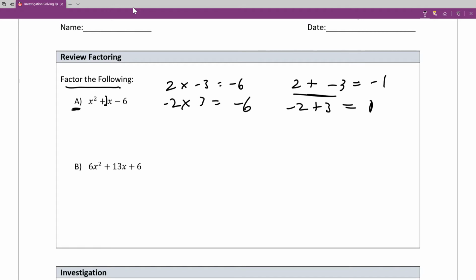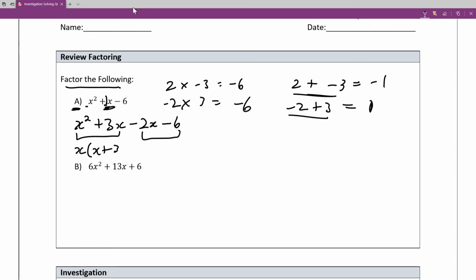So that works. So this means I can decompose this second term into these two. What I mean by that is this expression is the same as x squared plus 3x minus 2x minus 6, because 3x minus 2x is 1x. And then what we can do after this is just factor by grouping.